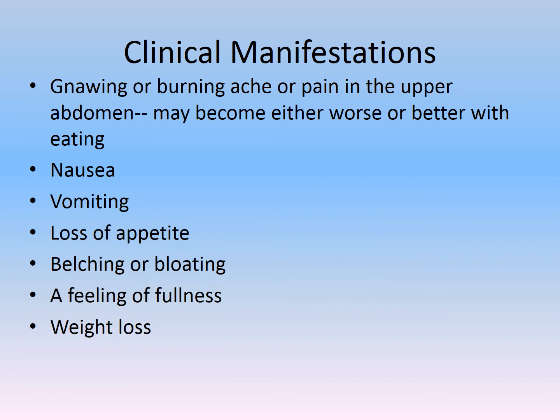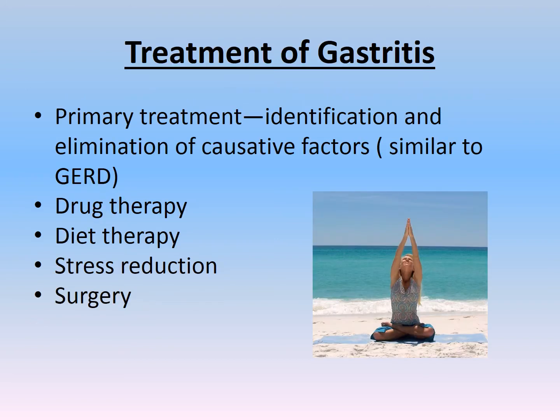Gnawing or burning ache or pain in the upper abdomen that may become either worse or better with eating. Nausea, vomiting, loss of appetite, belching or bloating, feeling of fullness in the upper abdomen after eating, and weight loss. So the treatment of gastritis, again, similar to GERD: identify and eliminate the cause, drug therapy, diet therapy, stress reduction, and surgery.